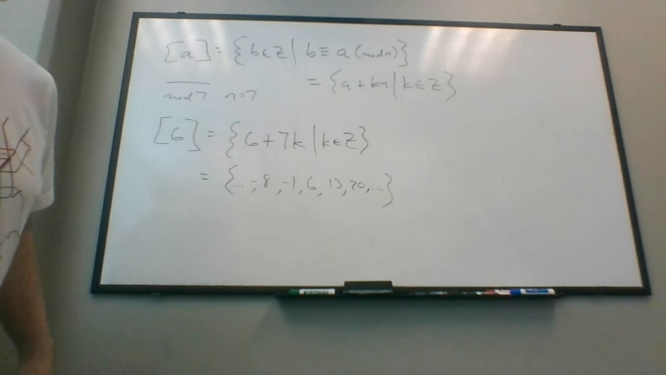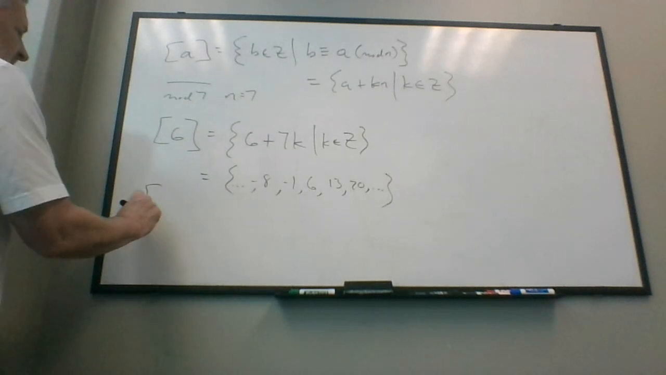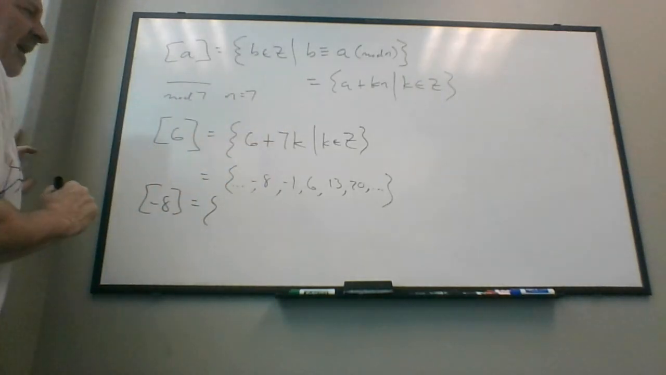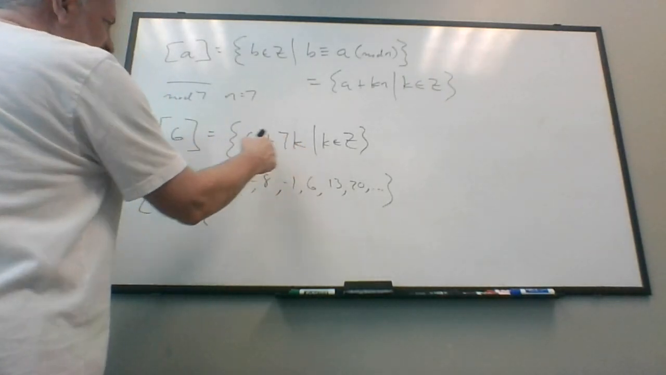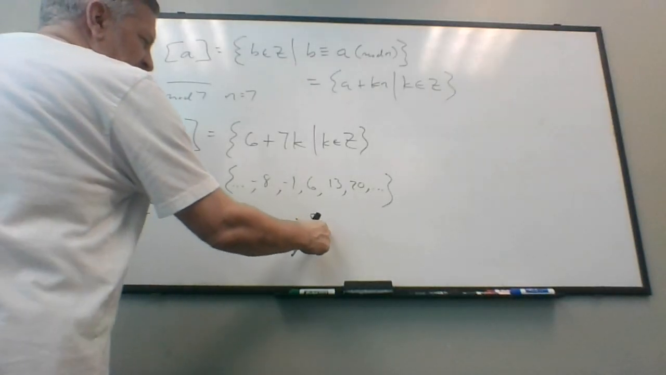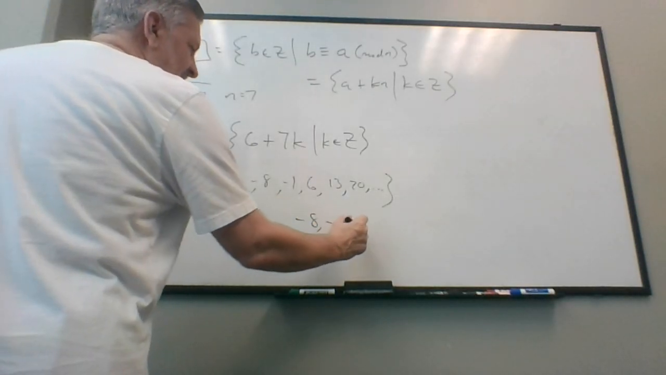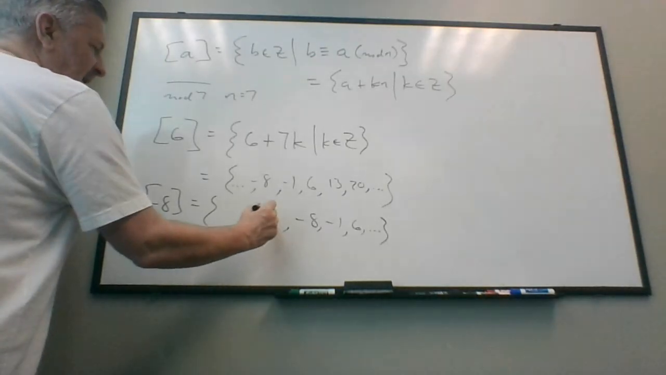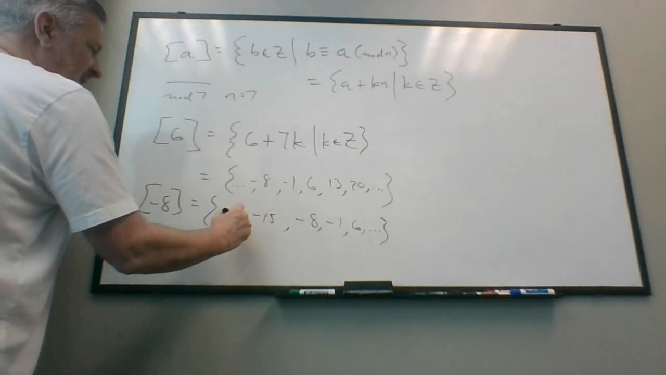Now, they also want in this example to find the congruence class of negative 8. I could do the same thing, but from what I just said, when K is 0, you get negative 8. And now we want to add 7. If I add 7, I get minus 1. Add 7, I get 6. And if I subtract 7, I get minus 15. If I subtract 7, I get negative 22.